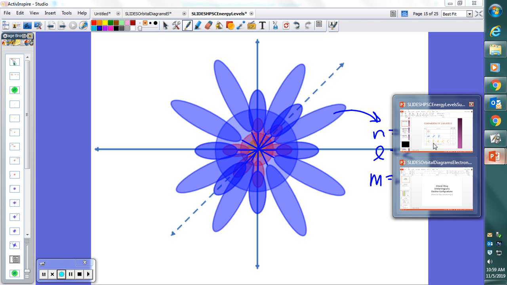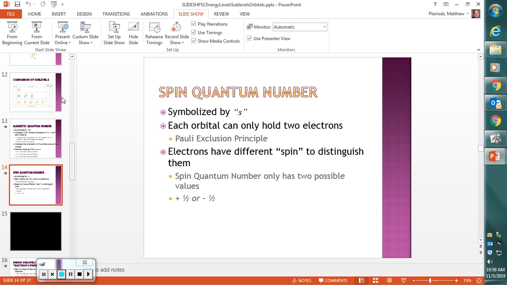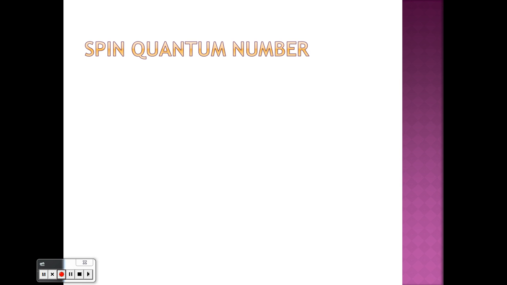Last quantum number is called the spin quantum number. Spin is actually really easy, everybody. It's the easiest one. We use the lowercase letter s to represent the spin quantum number. And it's really easy because all of those shapes that we drew on that picture are called what? Orbitals. Orbitals are possible or probable locations for electrons.